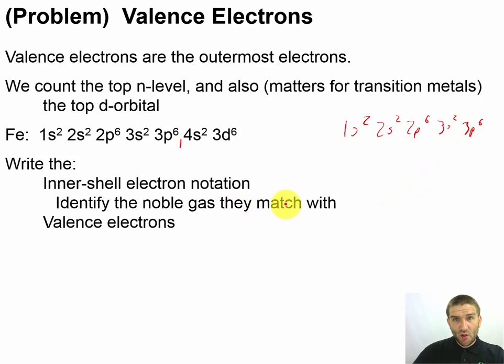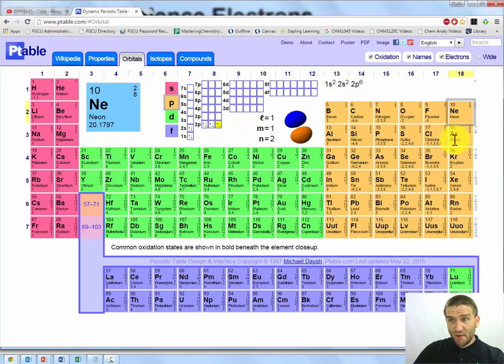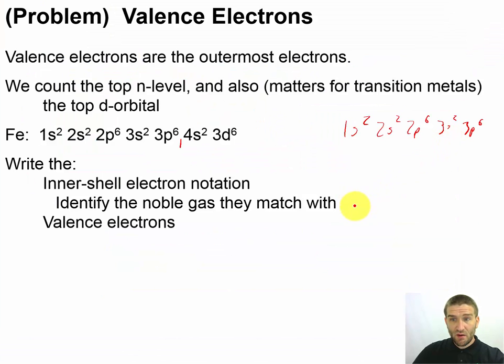Now, we need to know what noble gas it's going to match up with. So we're going to go ahead and look at our periodic table. And on the periodic table, we see iron. The previous noble gas is going to be argon. And so we're going to write argon in the brackets. Okay, so we'll have argon for that configuration.